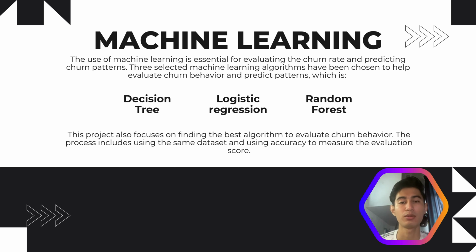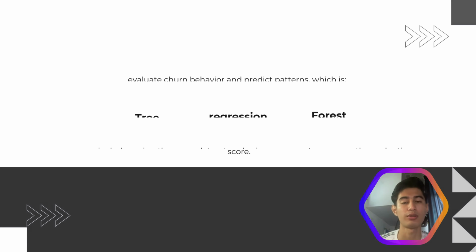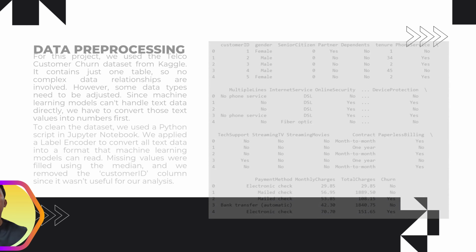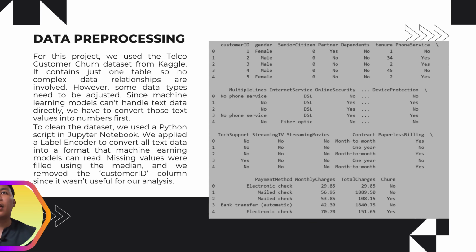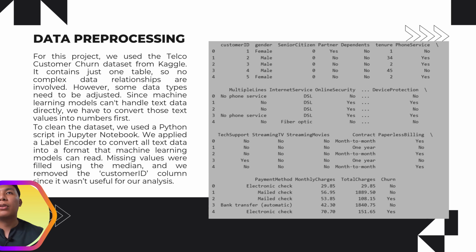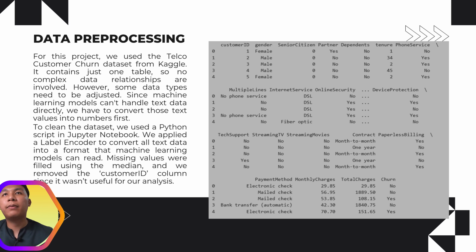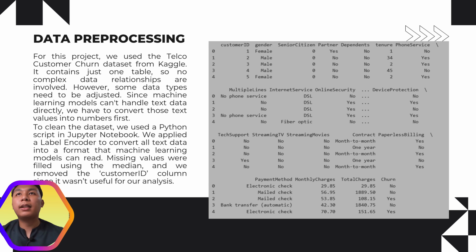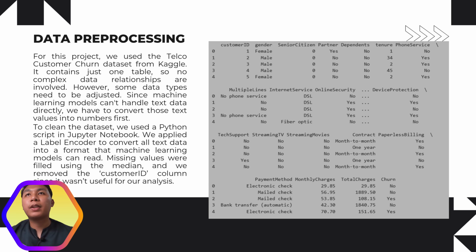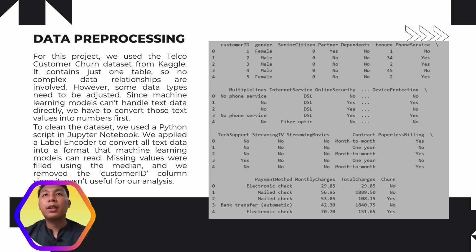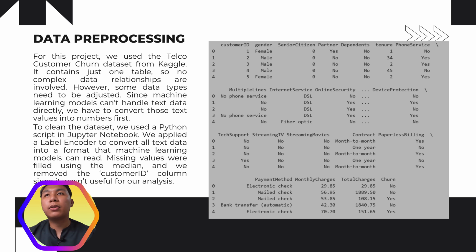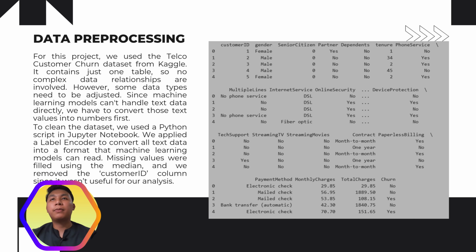The process includes using the same data and using accuracy to measure the evaluation score. For this project, we used the Telco customer churn dataset from Kaggle. It contains just one table, so no complex data relationships are involved. However, some data types need to be adjusted, since machine learning models cannot handle text data directly. We have to convert those text values into numbers first.